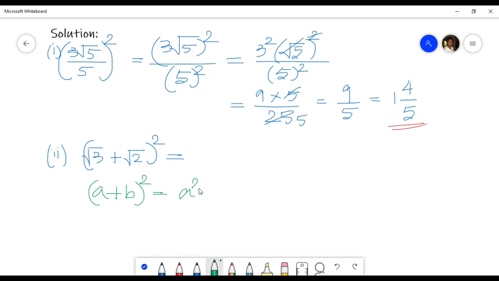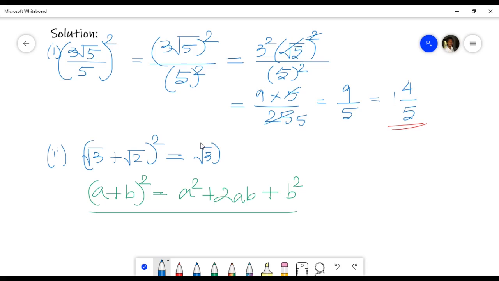A square plus 2ab plus b square. This is the expansion that we'll be using for a plus b whole square. Root 3 plus root 2 whole square is in the same form. So root 3 is your a and root 2 is your b.